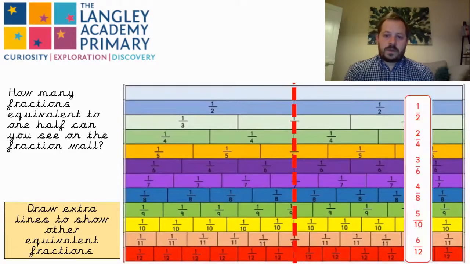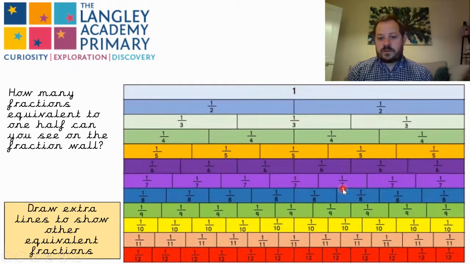Okay, so what you should see is that you can draw a line down, like I've just done now, through 1/2, this bit here, and pull it all the way down. And any other fraction that ends at the same point, you know is equivalent. It's the same as that half. So the same as the half, we have 2 quarters, 3/6, 4/8, 5/10, 6/12.